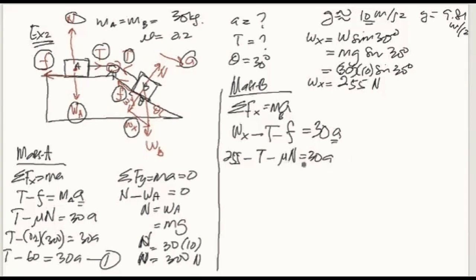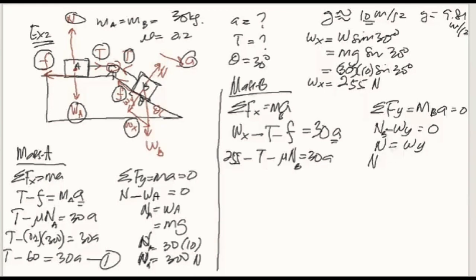So mu N here, this N involves NB. Okay, this one is NA. So this one is NA. Normal force for A, this one is normal force for B. So normal force for B, summation of all forces acting on the Y vertical axis, MB A here. So N pointing upwards equivalent to minus WY, equivalent to 0. So N is equivalent to WY. So this one is NB. NB equivalent to mg cos 30. So 300 cos 30. Okay, this one is for NB.